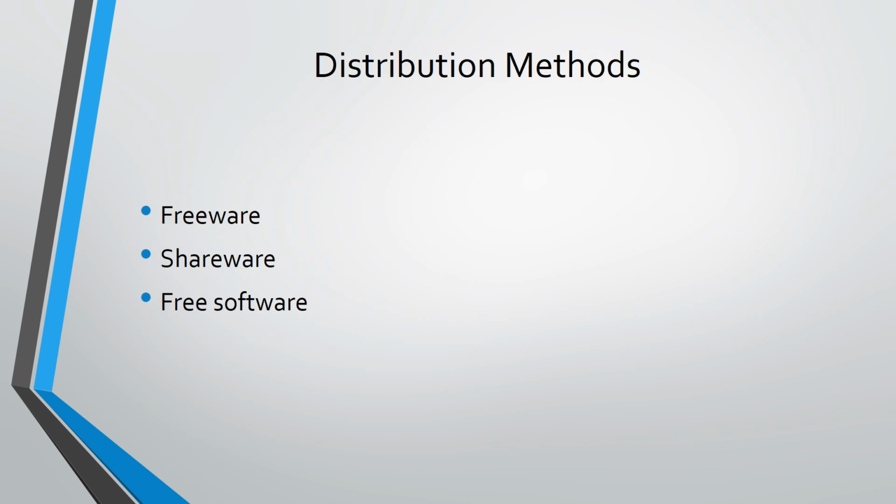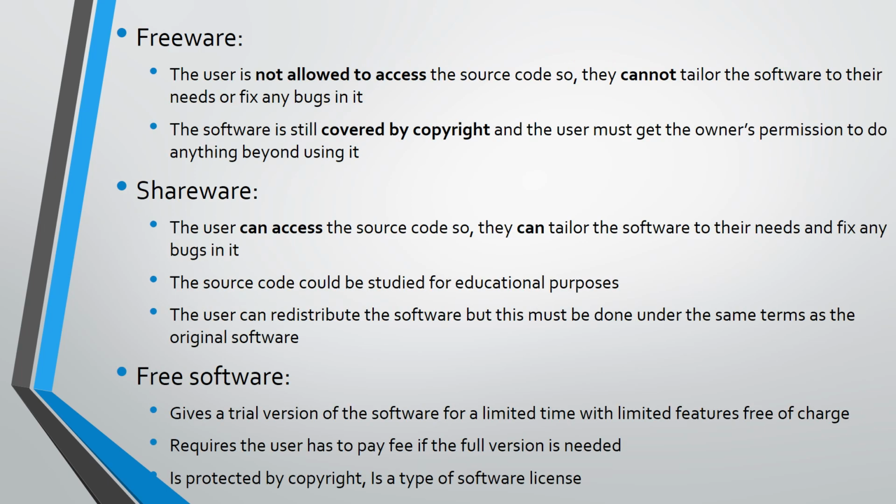There are three ways to distribute these application softwares: freeware, shareware, and free software. Freeware is basically when the user is not allowed to access the source code, so they cannot tailor the software to their need or fix any bug in it. The software is still covered by copyright, and the user must get the owner's permission to do anything beyond using it. So, freeware means we can use the software, but we cannot edit it.